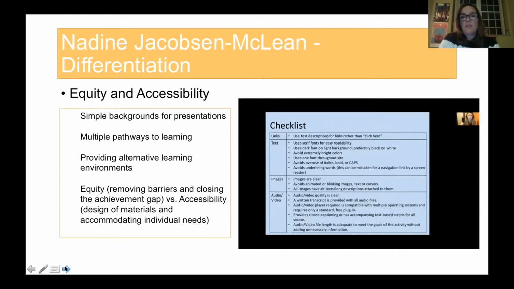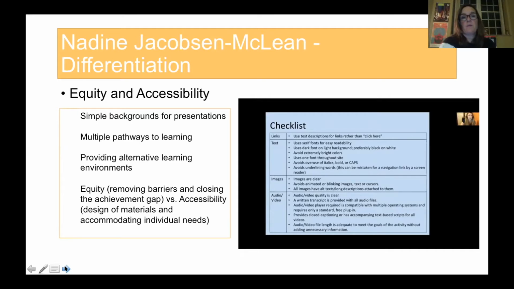And she began by showing us, for example, that she uses very simple backgrounds without a lot of pictures and moving things in her presentations. You know, some of us may have been taught you have to have a lot of flashy things on your slides, you got to catch the student's attention. But she's saying for people who are using things like screen readers, it can be really distracting and difficult to read. So keeping things really simple and basic can make it more accessible for students with special needs.